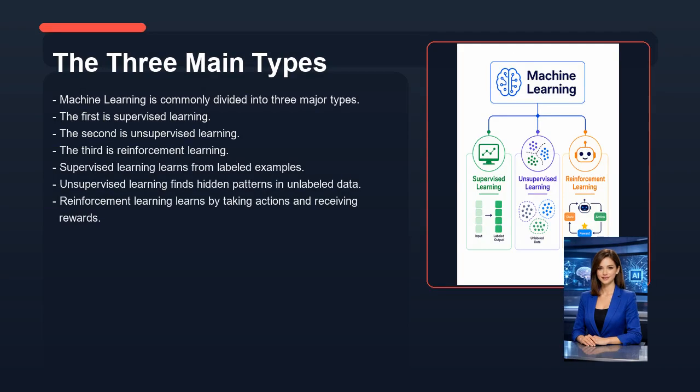Now let's look at the three main types. Machine learning is commonly divided into three major types. The first is supervised learning. The second is unsupervised learning. The third is reinforcement learning. Supervised learning learns from labeled examples. Unsupervised learning finds hidden patterns in unlabeled data. Reinforcement learning learns by taking actions and receiving rewards.